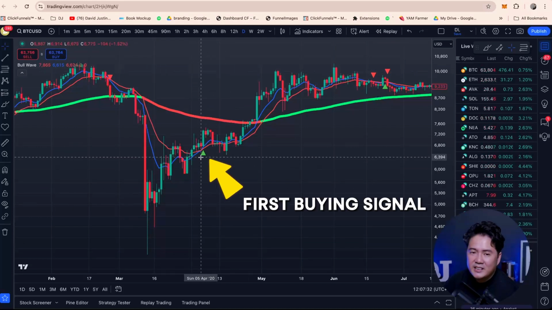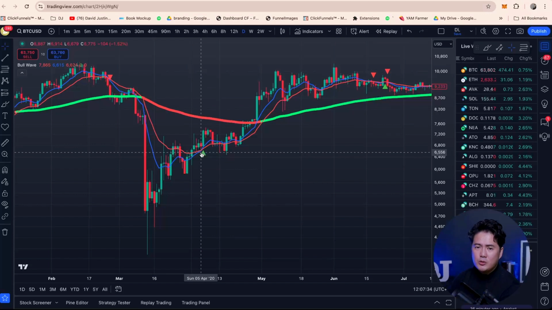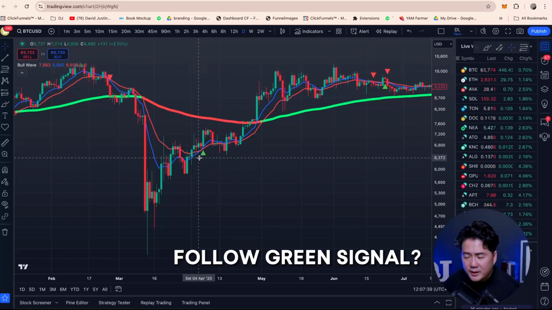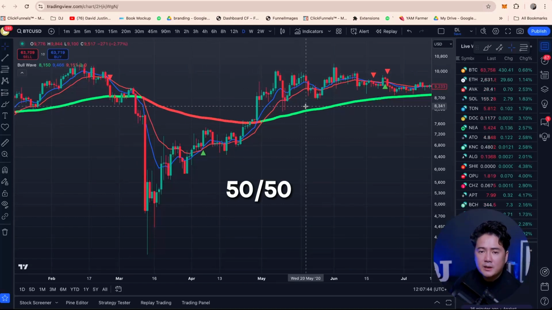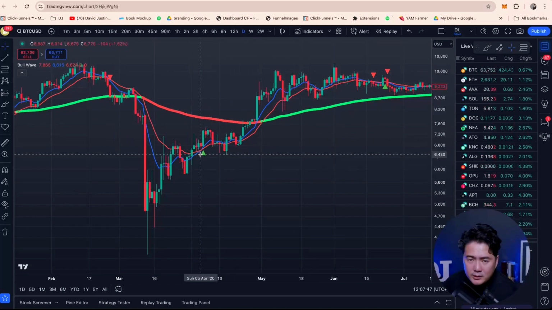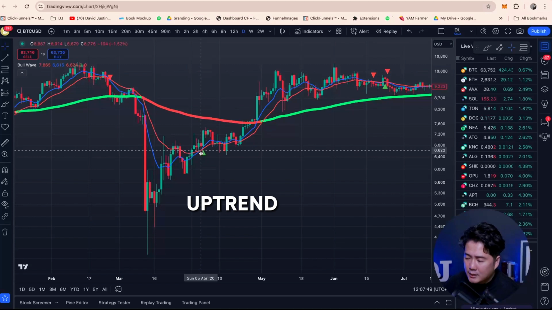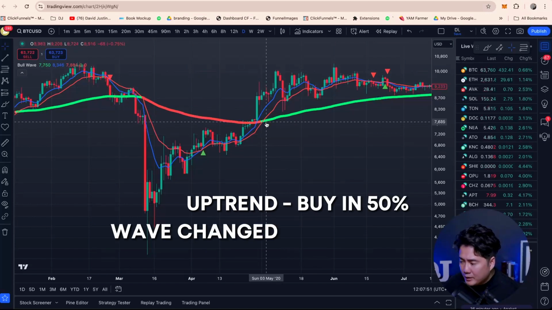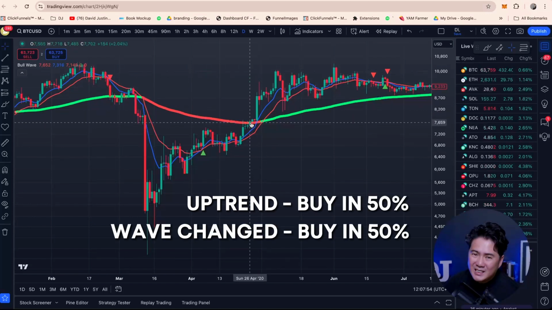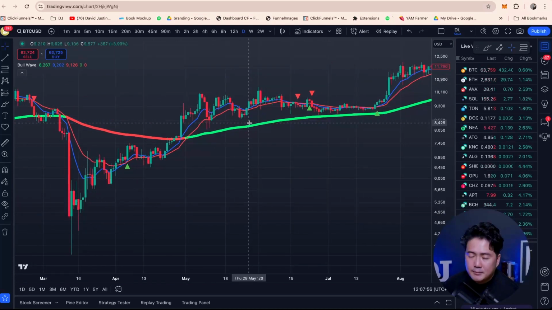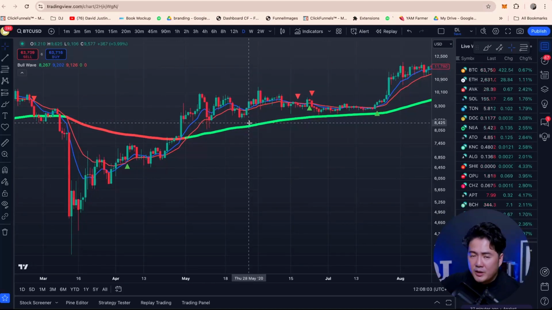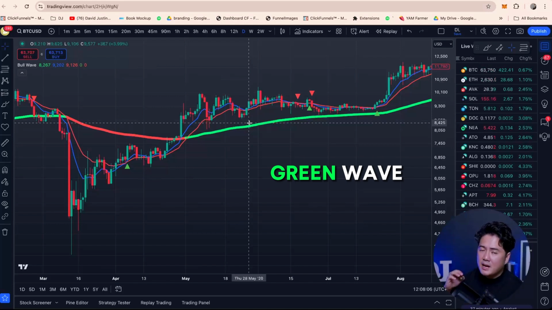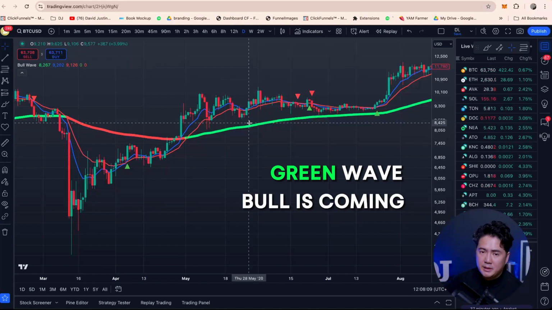And here indicates the first buying signal. So in your decision making, what should you do? Should you follow the green signal, or should you follow the wave? For me, it's 50-50. I divide my portfolio. When the first signal tells you that this is an uptrend, I will buy in first with 50%. When the wave changes, I will buy in the other half. So it tells me that there is a confirmation, securing my profit, because the green wave starts to come in. The green wave tells you that the boom is coming in.